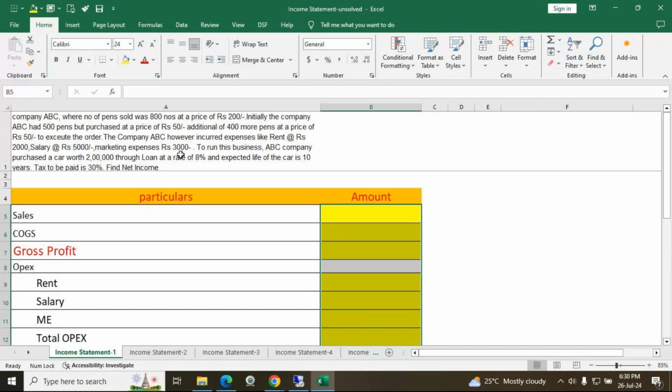Ma'am, actually in this, we have to take the values from the statement and then add them up here, ma'am. Yes, so you have to take the values and put them in the line items. Okay, ma'am.